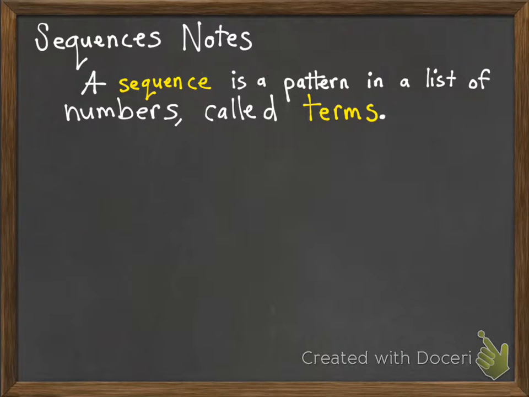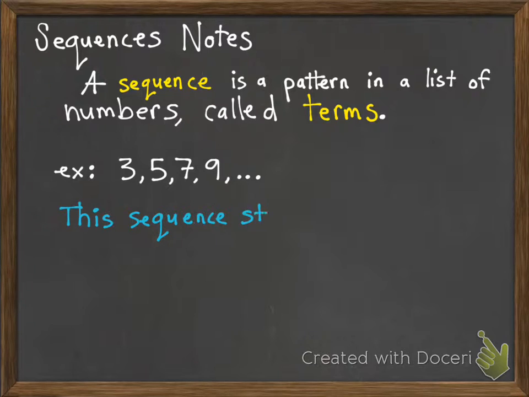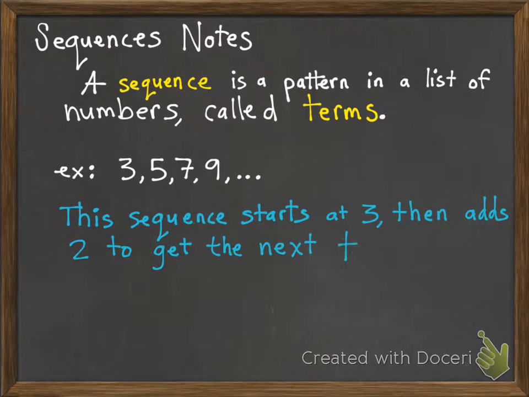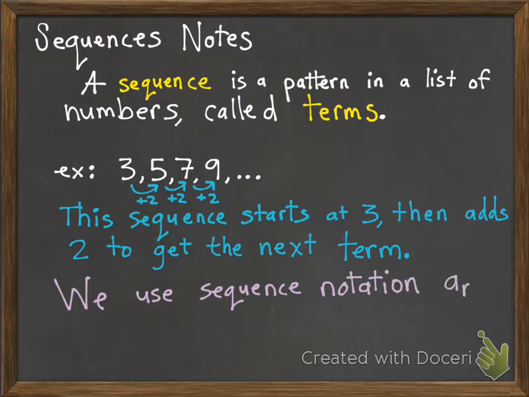This lesson is about sequences. A sequence is a pattern that has a list of numbers called terms, and we will find the pattern in that list if we look at how we get from one term to the next. This pattern is pretty simple. It starts with 3 and then simply adds 2 to get to the next term and the next and the next. Sequence notation uses an a sub n.